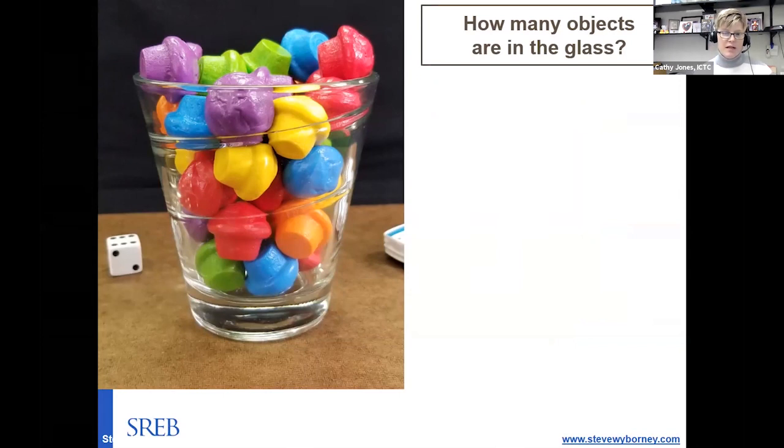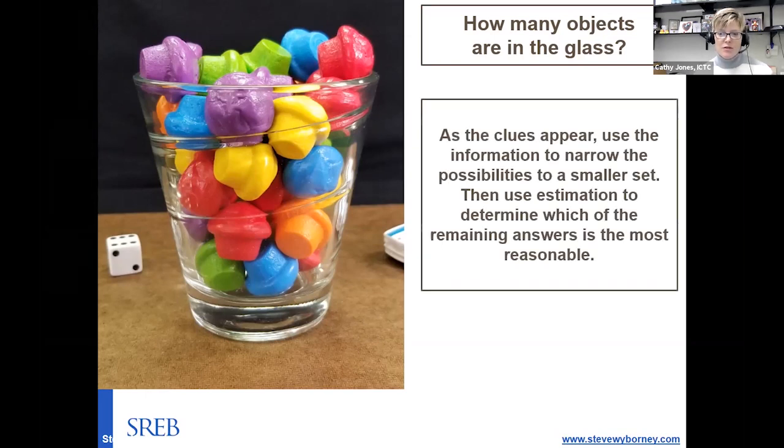So I want you to take a second and get an idea of how many things you think are in that glass. They look like little muffins to me, but I think they're erasers in the shape of muffins. As the clues appear, you're going to use the clues to narrow down the possibilities to a smaller set of estimation.